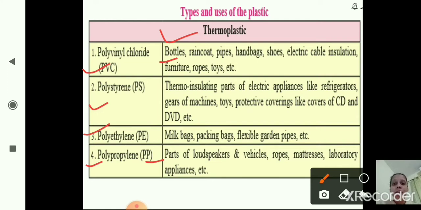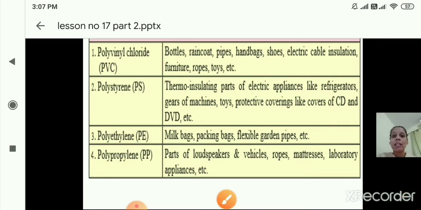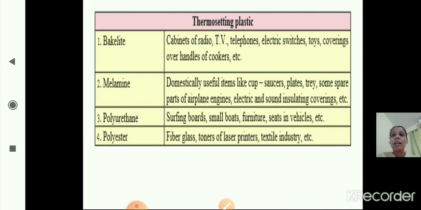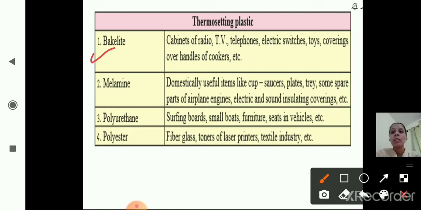Now we will see the next type of plastic, that is thermosetting plastic and its uses. We will see the different types and their uses. First one is bakelite. It is used to make cabinets of radio, TV, telephones, electric switches, toys, coverings over handles of cookers, etc. The uses of bakelite are given.